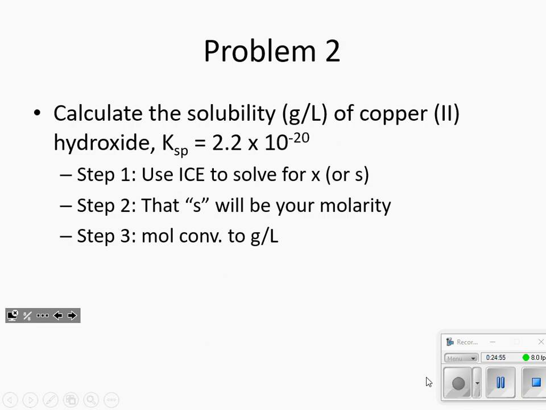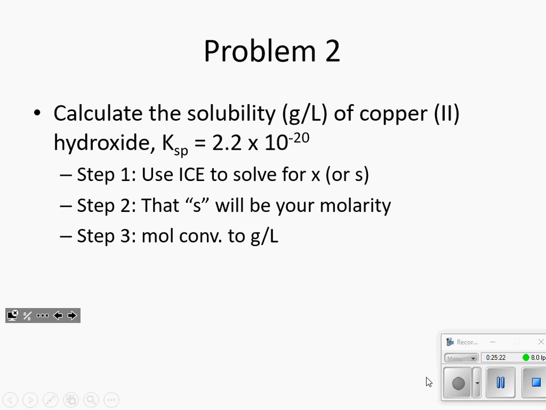Here's what we're going to do to finish up notes for the day. I'm going to give you the K value. And boy, copper 2 hydroxide must be really insoluble. After all, look at that KSP value, 10 to the negative 20th. Not much of that can be dissolved in water. We're going to figure out how much can be dissolved in water, because that's what solubility is. How many grams can be dissolved in a liter?